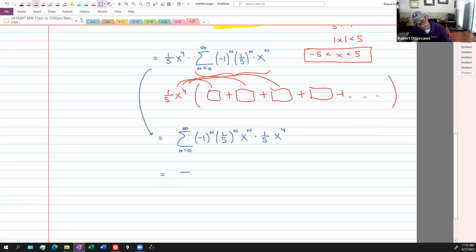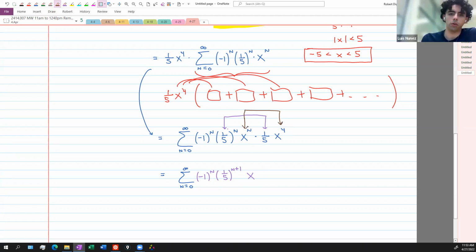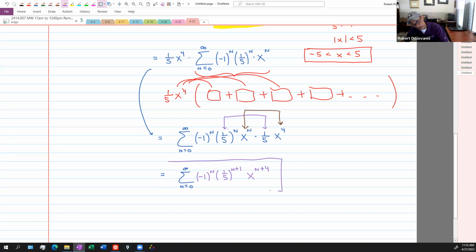And now you can start combining some of this together. For example, I have a (1/5)^n and a 1/5 together. Those two would become (1/5)^(n+1). So I have (-1)^n out here, I have (1/5)^(n+1), and then x to what power? n plus 4. This is your power series.